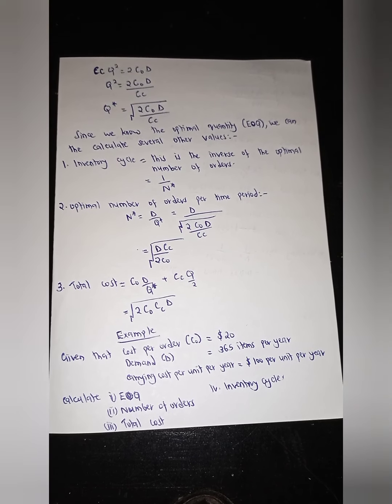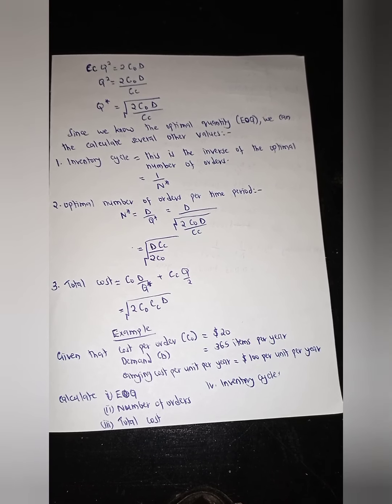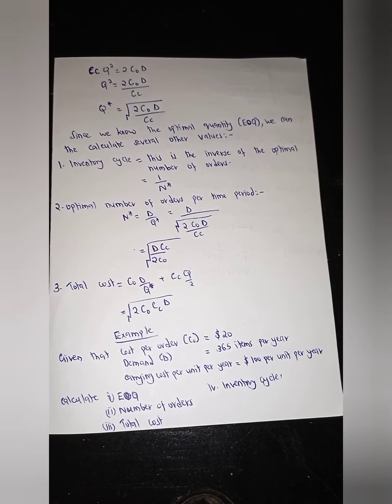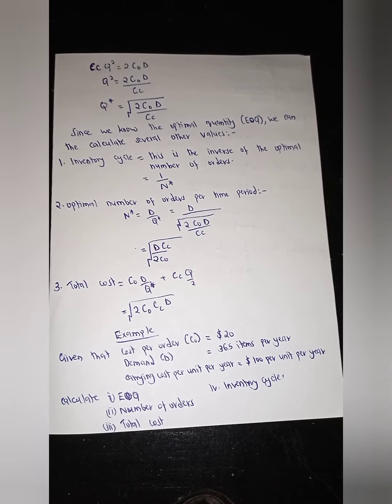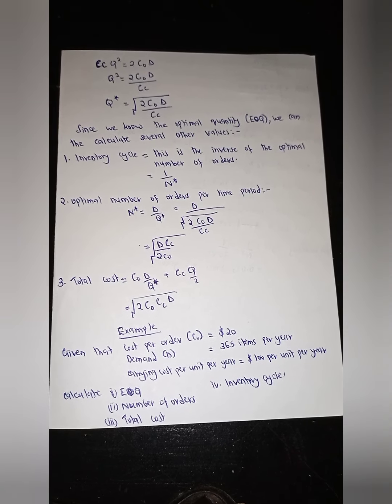Then the total cost is going to be CO times D all over Q plus CC times Q all over 2. And the final result is going to be the square root of 2CO times CC times D.